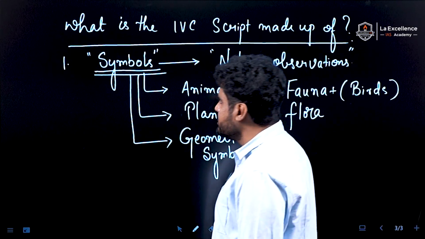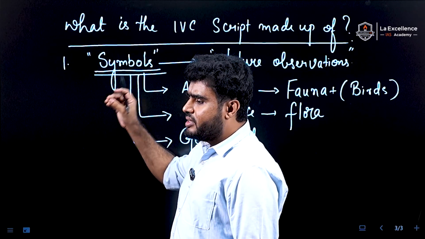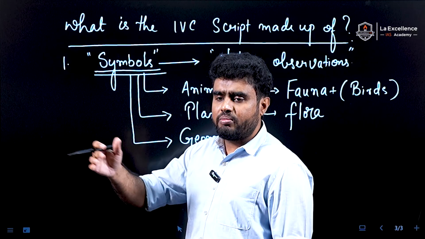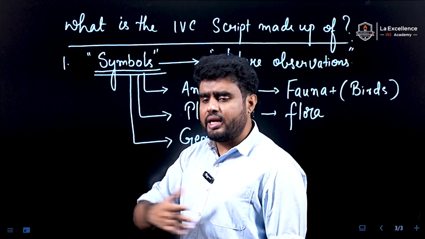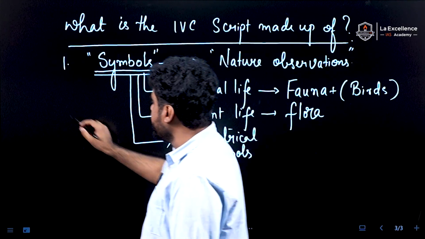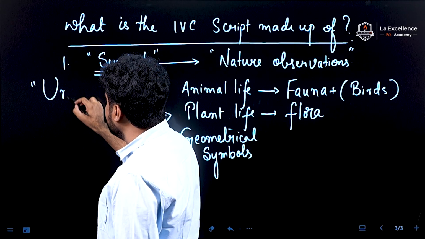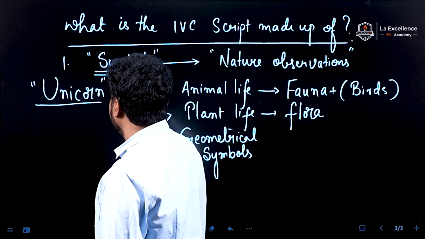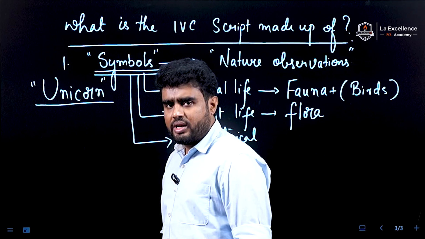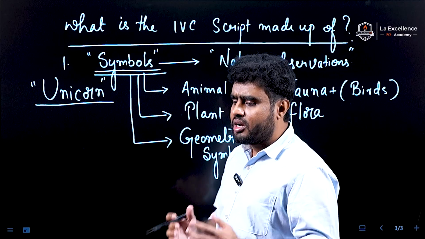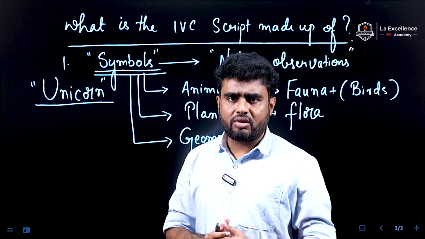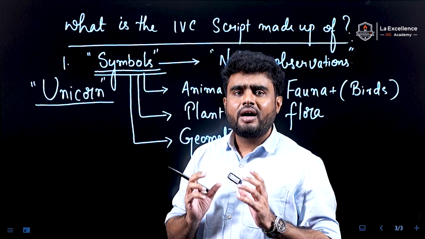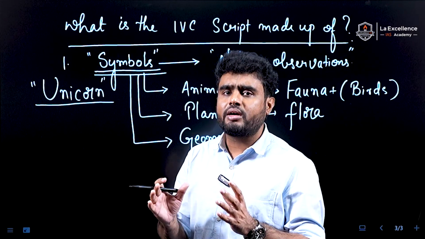They will ask you a question: which is the animal that is most popularly depicted in the IVC script? In a very large number of seals, you find an animal that is called the unicorn animal. The unicorn is the widely used animal symbol by the IVC people. Unicorn means a one-horned animal. Many historians consider this animal a mythical animal. Mythical means it does not truly exist.